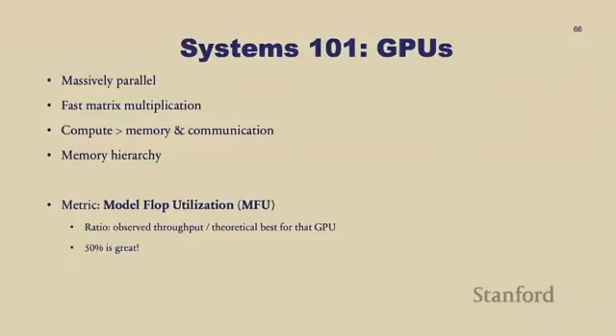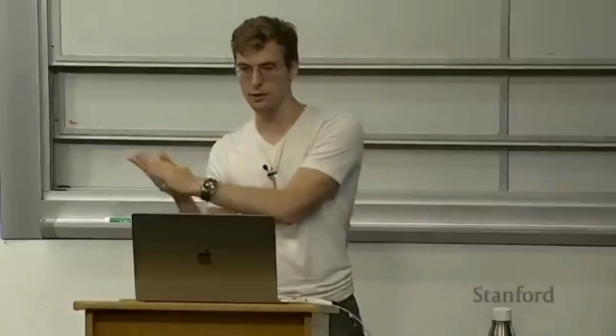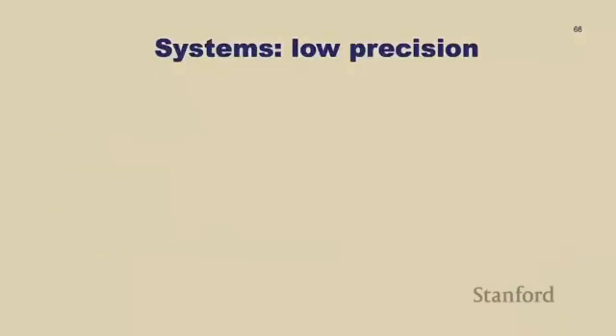I told you about the fact of communication. The metric that people usually look at is model flop utilization: the observed throughput divided by the theoretical maximum number of flops that the GPU could use per second. In general, if you reach 50%, you're very happy. Facebook's Llama was at 45% or something like this. That means the data doesn't come fast enough, even for these big companies.